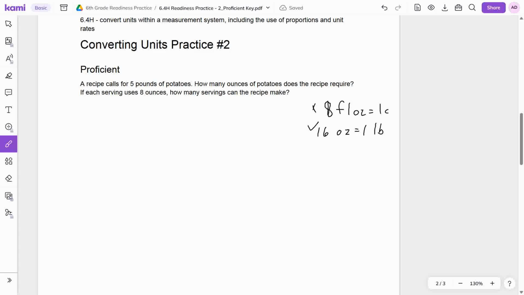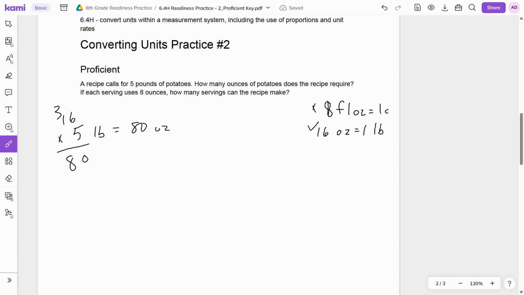All right, so 5 pounds. And there's 16 ounces in each of these, so I'm just going to multiply that by 16. 16 in 1 pound, and there's 5 sets of those. All right, so that's going to be 80. All right, so 5 pounds equals 80 ounces.